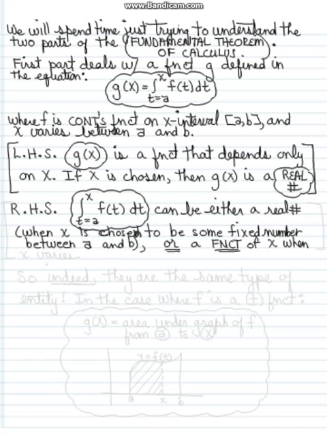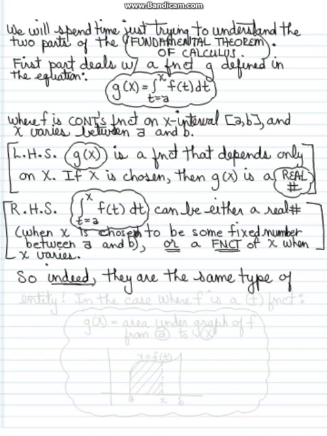Okay, so you see that if you read these two ideas, the left-hand side and the right-hand side, we're saying the same thing. We're explaining that either way you look at it, left side or right side, this is a function of x, and when you plug a value in for x, you actually get a real number. So indeed, they are the same type of entity.